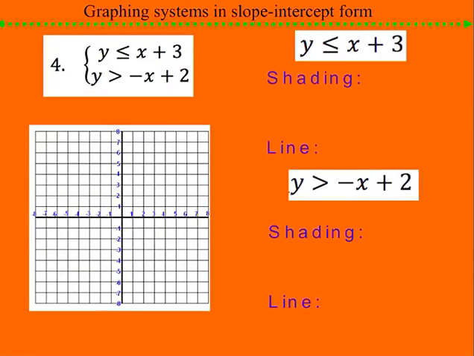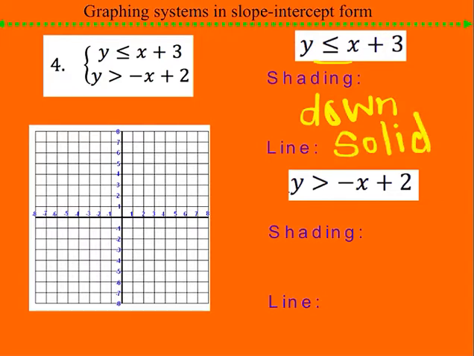So let's figure out our shading. Well, the alligator's facing away from the Y, so we're going to be shading down. And it's always good to make these decisions in advance. And then there's a solid line underneath the inequality, so that means that our line is going to be solid.